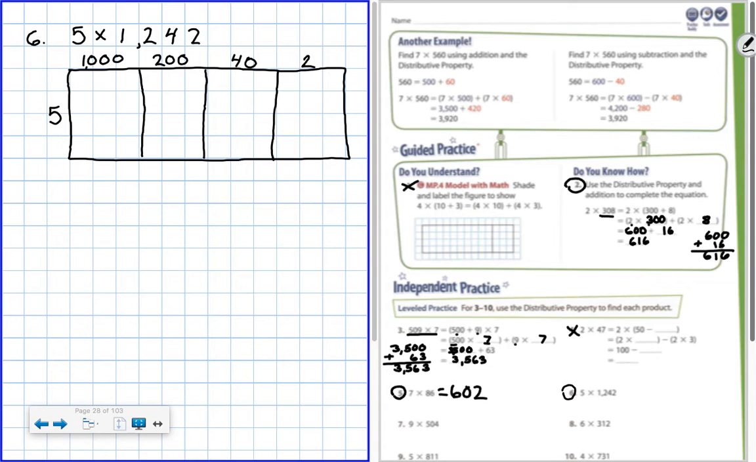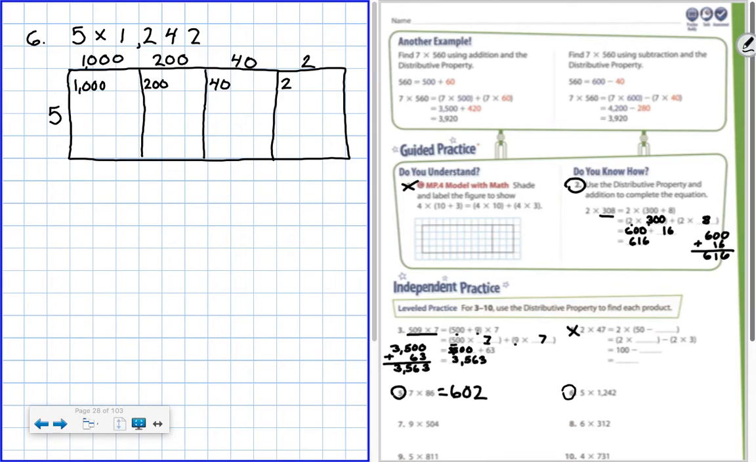Then comes the dance. First thing we need to do is bring it all down, then bring it all over. All right, so let's bring everything down. Take the 1,000, bring it down. You might find you kind of have to write tiny to get everything in the box. That's okay. Bring the 200 down. Bring the 40 down. Bring the 2 down.